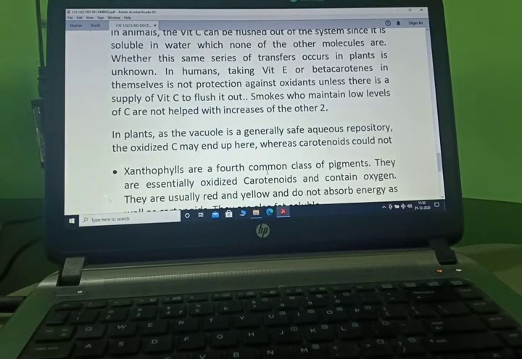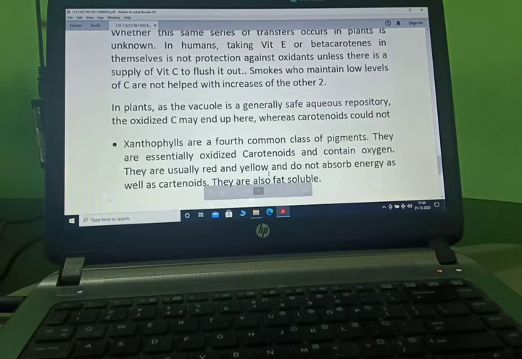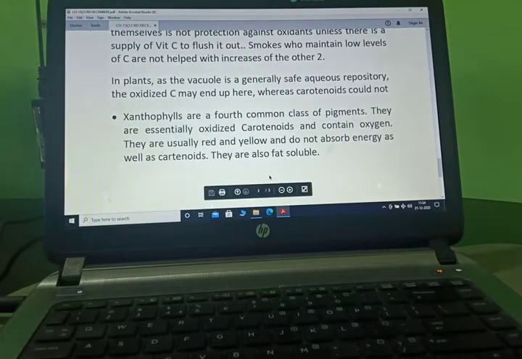In humans, taking vitamin A or beta carotenes by themselves is not protection against oxidants unless there is a supply of vitamin C to flush it out. Smokers who maintain low levels of vitamin C are not helped with an increase of the other two. In plants, as the vacuole is generally a safe aqueous repository, the oxidized vitamin C may end up here where carotenoids could not.